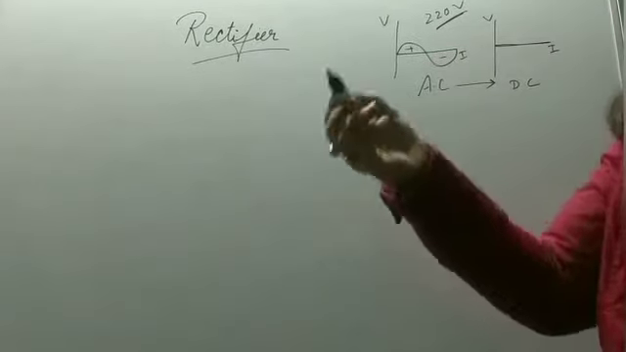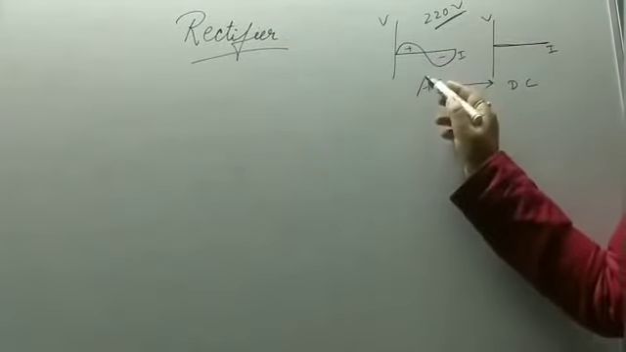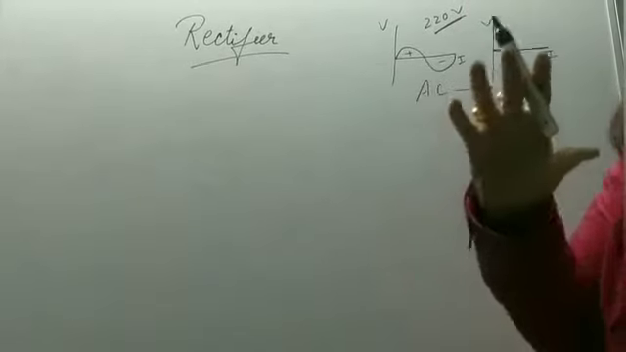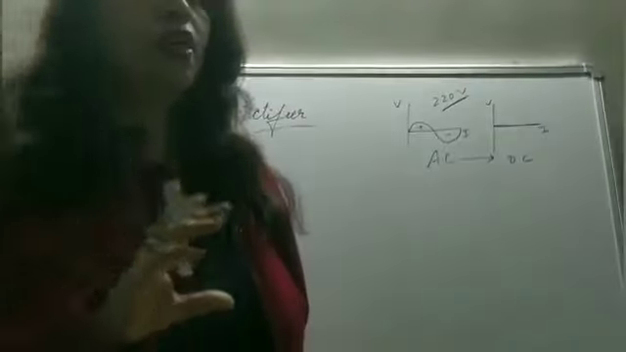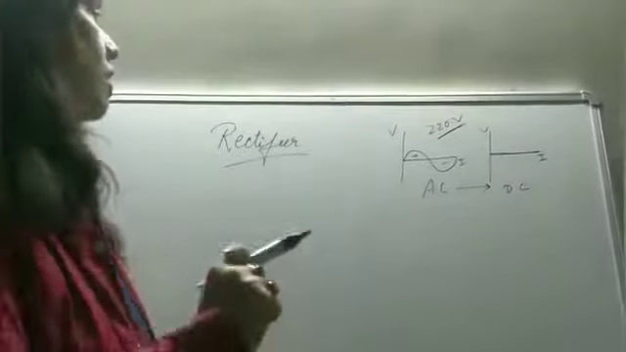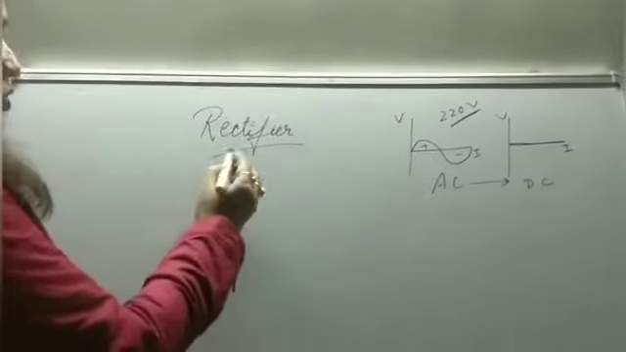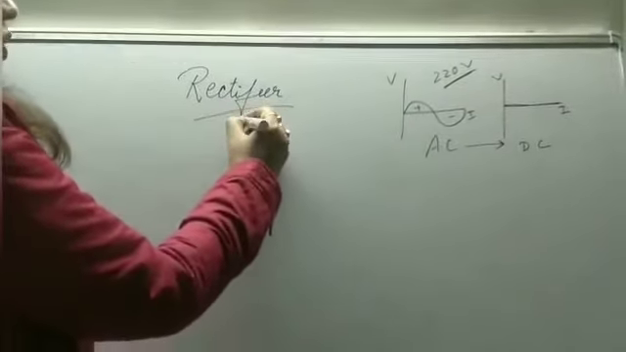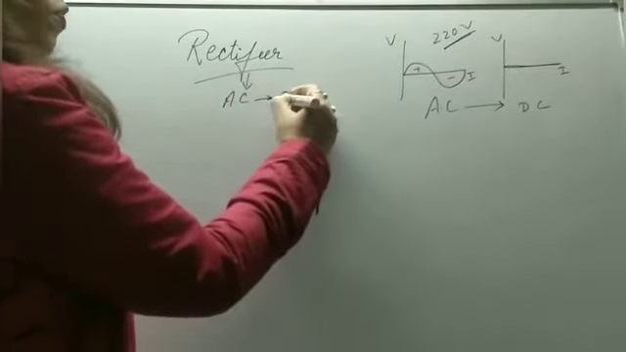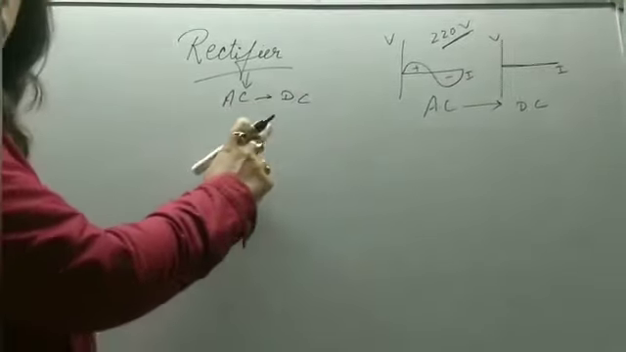Then in our labs it is very dangerous to handle alternating current, so we use a battery eliminator over there. In a battery eliminator there is a device which converts AC to DC. So what is that device? That device is called a rectifier. A rectifier converts AC to DC, and the process of conversion of AC to DC is called rectification.